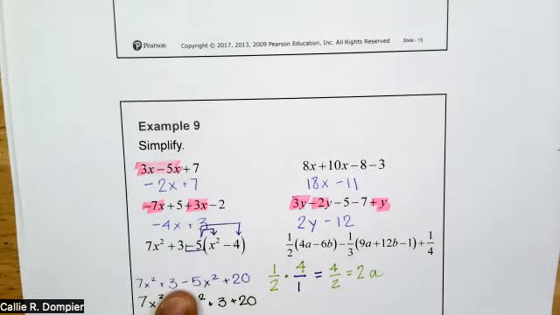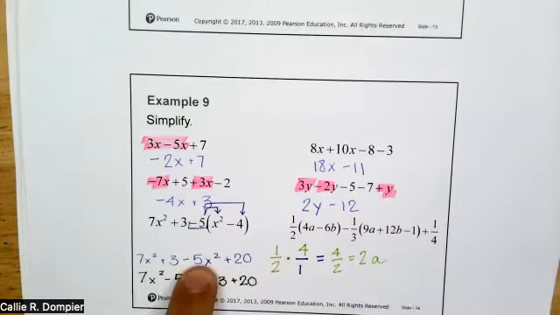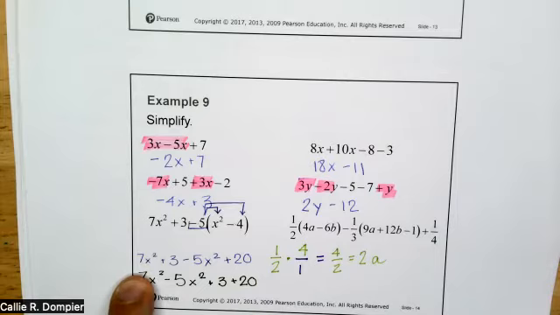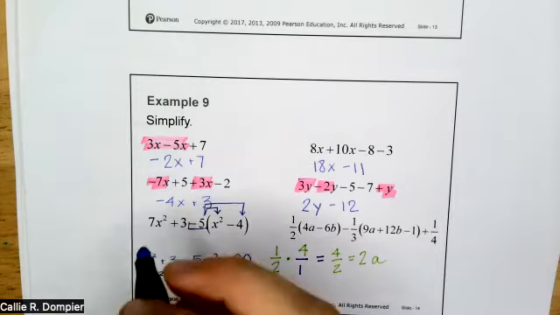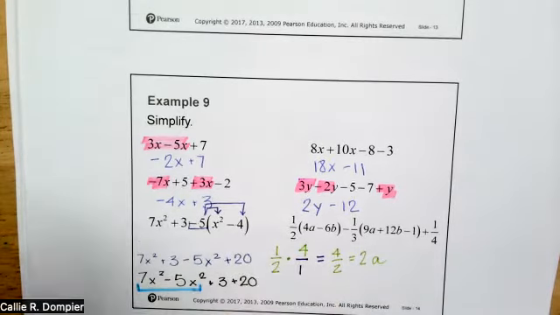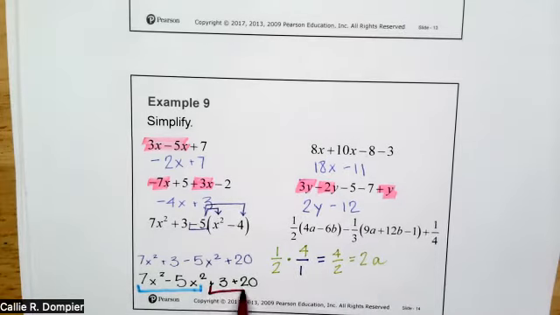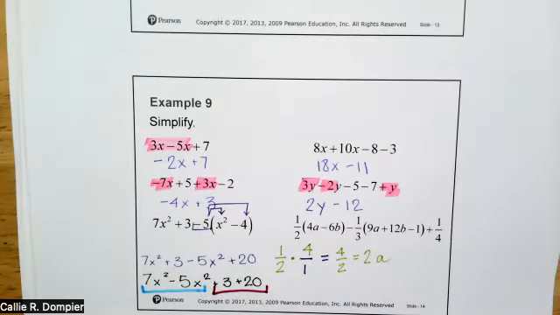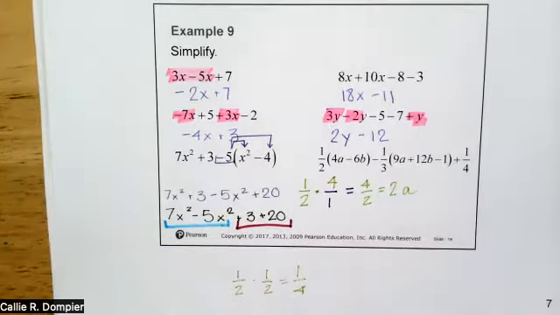Note that I kept the sign with the number that's behind it. So it's a positive 7x squared, a positive 3, a negative 5x squared, and a positive 20. Okay, and now I can just combine the two different groups of like terms. So these are alike, and these are alike, right? And after I do that, I will be done. That's as simplified as it can be.